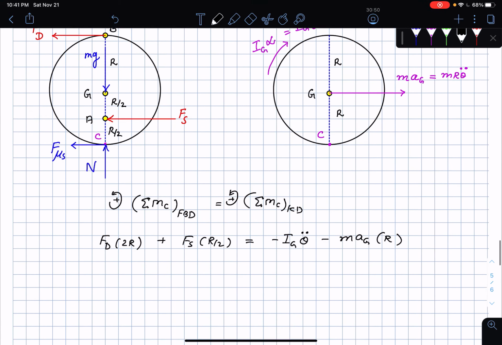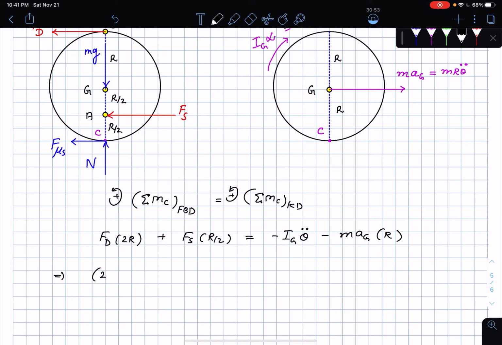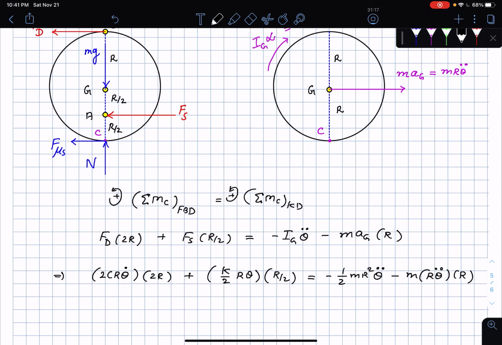Okay, do the substitutions. Fd is 2 times c times r theta dot times the distance of 2r, and Fs is k by 2 r theta times the distance of r by 2, and this is going to be half m r square theta double dot, and then this is going to be m times r theta double dot times the distance of r. Then we will start cancelling things and go on our merry way. So r goes off, this one goes off, that one goes off, all of these go off.